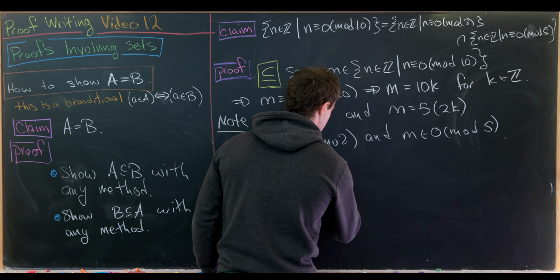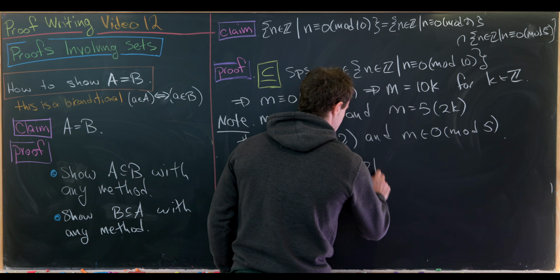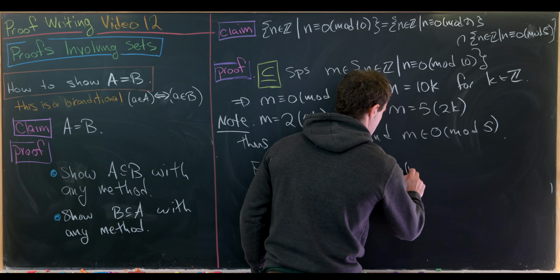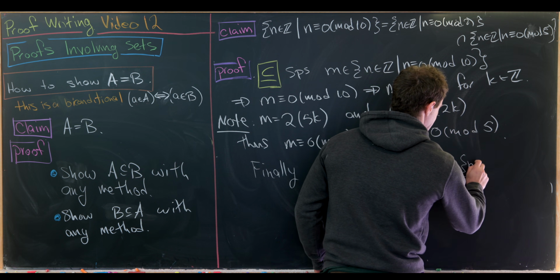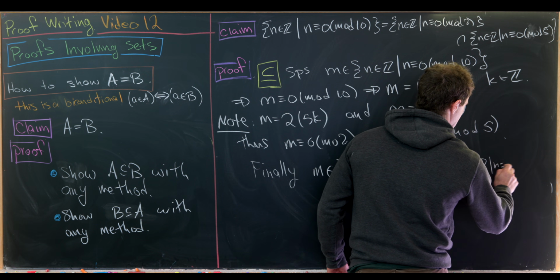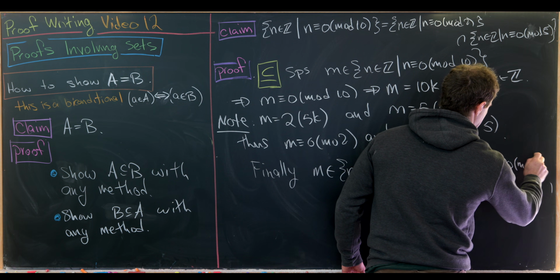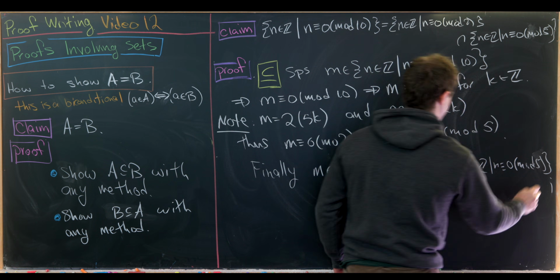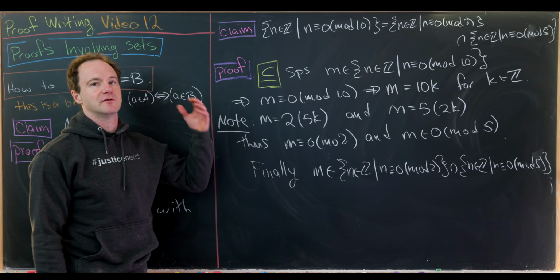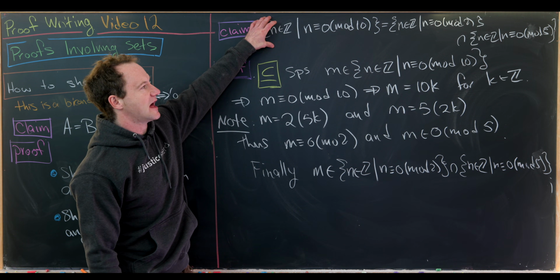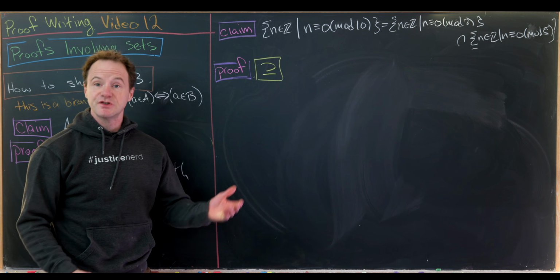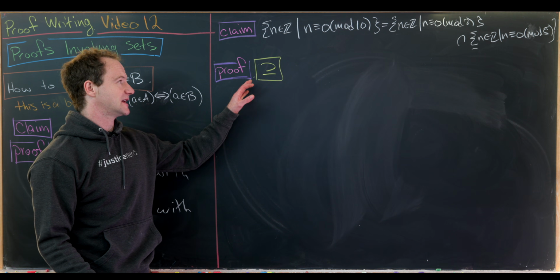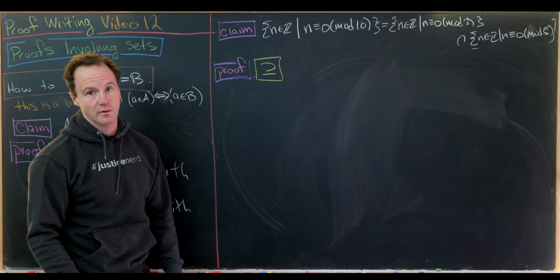So in other words, M is in the set of all integers that are 0 mod 2 intersect the set of all integers that are 0 mod 5. And now we've done half the proof. We've shown that this set on the left is a subset of the set on the right. And now we'll do the other half. So now we'll do the other direction, which I'll indicate with the subset symbol going the other way.